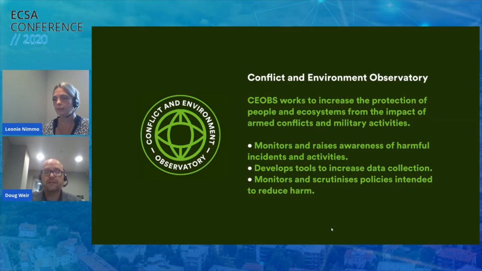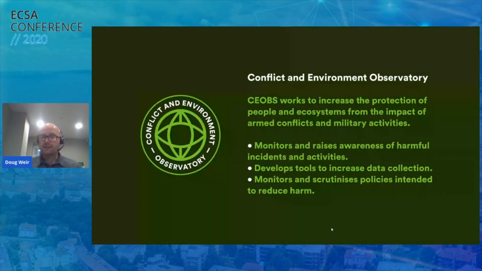So very briefly just about us. We're a small charity in the UK, and we work to increase the protection of people and ecosystems from the impact of armed conflicts and military activities. So our work involves monitoring and raising awareness of harmful incidents and activities. So we do quite a lot of Earth observation, remote sensing. We also develop tools to increase data collection. Quite a lot of this is around Earth observation, but we're also very interested in these citizen science approaches and new methodologies of getting data. And we also do quite a lot of work on the legal and policy side by looking at legal frameworks and policies which are intended to reduce harm to the environment during conflict.